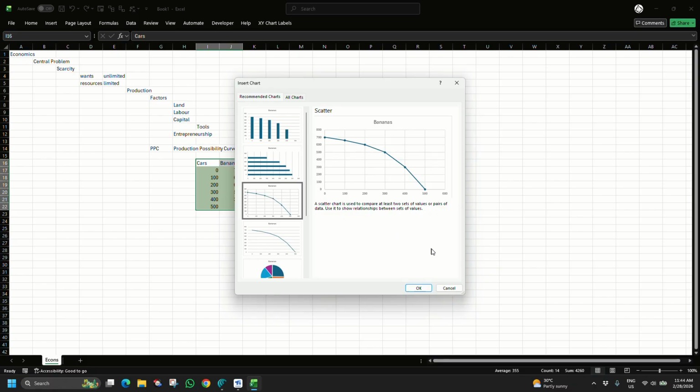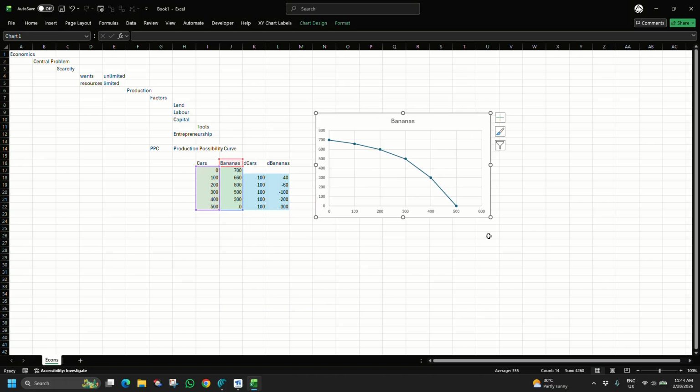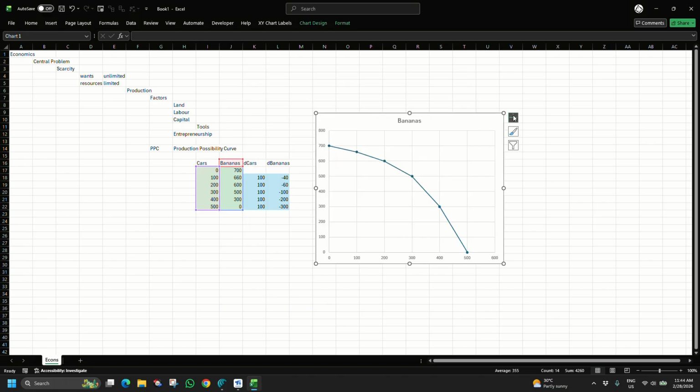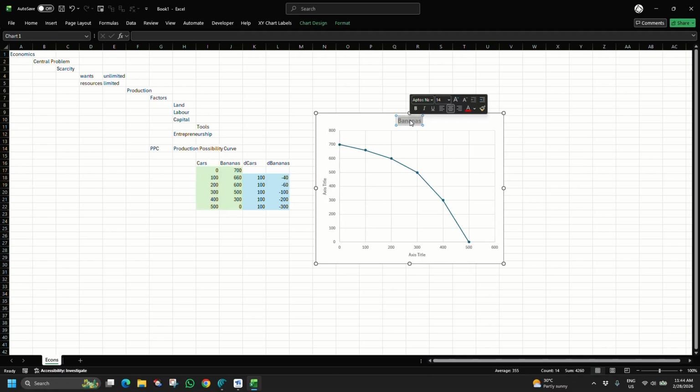We have this. Oh, bananas. Wonderful. Right, so we have this nice curve here. I'm going to add the axis titles. So I'm going to rename this as production possibility curve, which is PPC. And I'm going to name the axes. On the y-axis we have bananas, and on the x-axis we have cars.